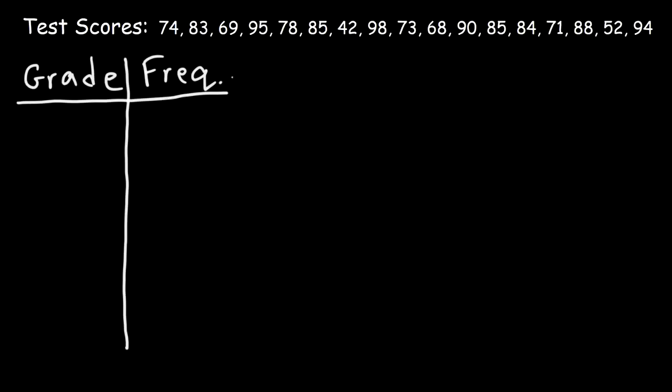So the lowest test score that I see is in the 40s. The lowest is 42. So my lowest range is going to be 40 to 49. And then the next range will be 50 to 59. Now sometimes you can calculate the class width, which in this case is about 10. But for grades, it's just easy to do it this way. We don't really need to calculate it.